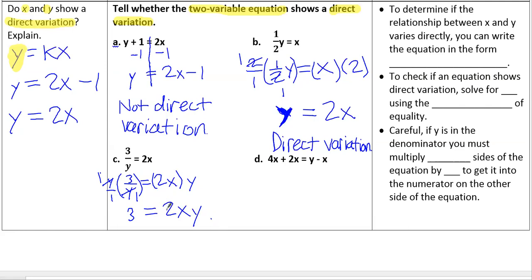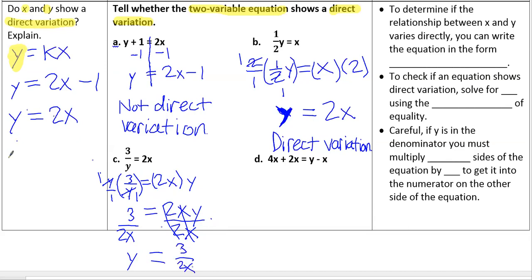Well, I know that everybody's like, oh my gosh, we're stuck. Can you divide both sides by 2x? Yeah, of course you can. 2's cross cancel, x's cross cancel, and I get 3 over 2x equals y, or I can write that with the y on the left side, y equals 3 over 2x.